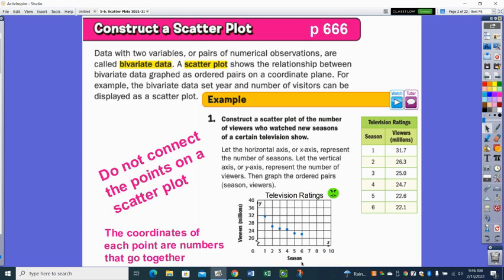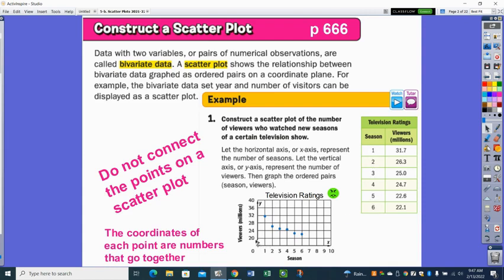So on the x-axis, that's our independent variable, that's the season, and then viewers in millions will be our y, because the number of viewers depends on which season it is, not the other way around. So that's why viewers is your dependent variable and season is your x. And then we basically set the scales. Notice they're going by ones on the x.